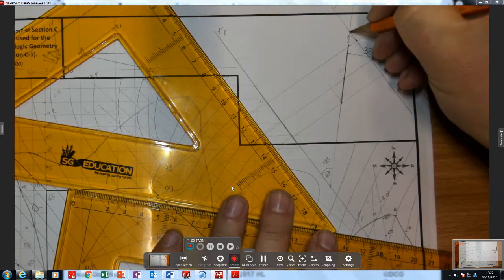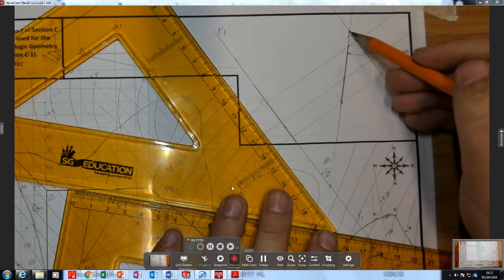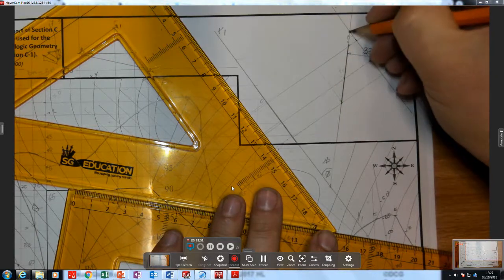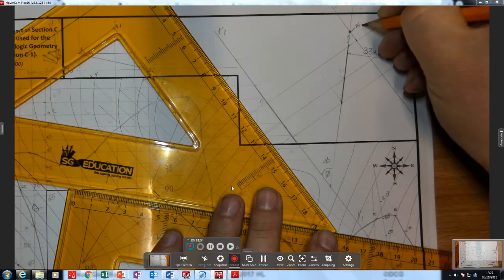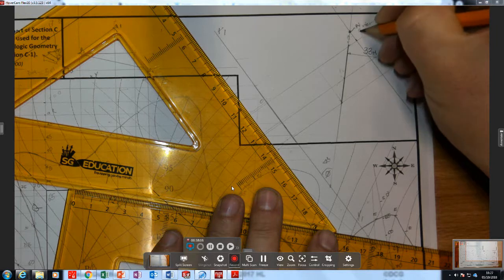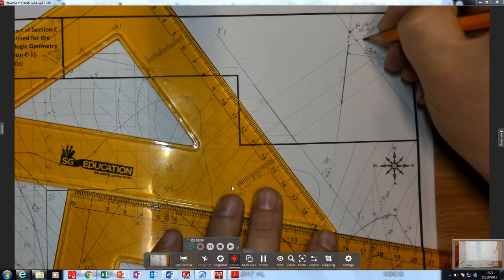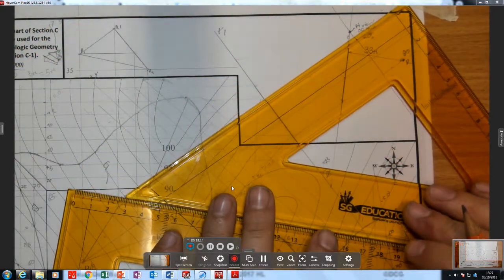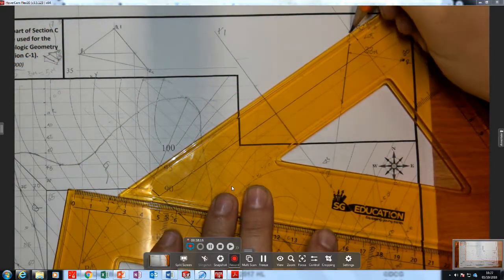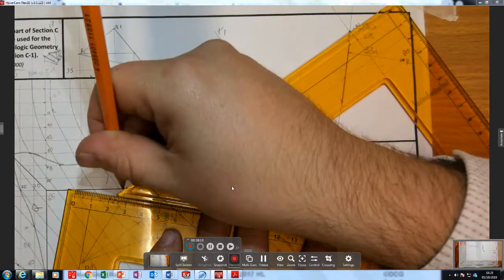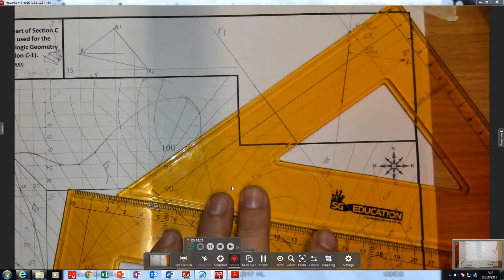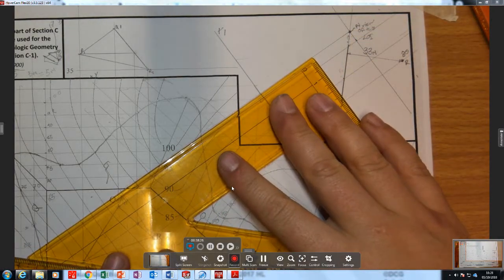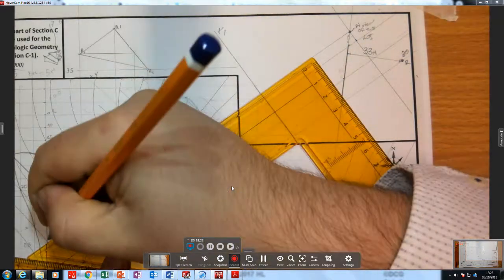That is 65 millimeters from the X1, Y1 line. And that is a point view of the line of intersection. Now I'm going to project this point view back down here. So I project it back down here and I extend it on, and this is the line of intersection.